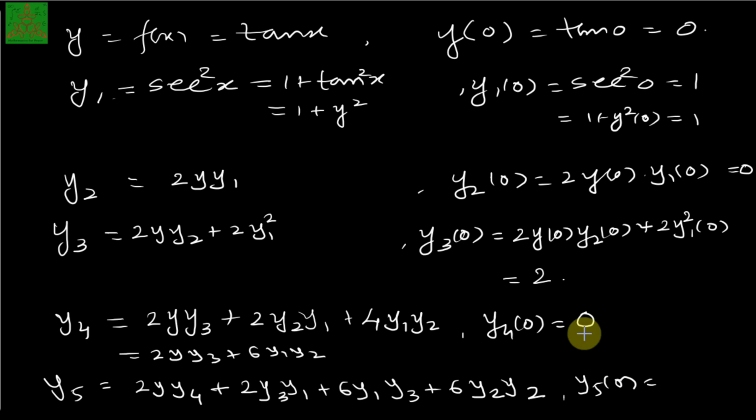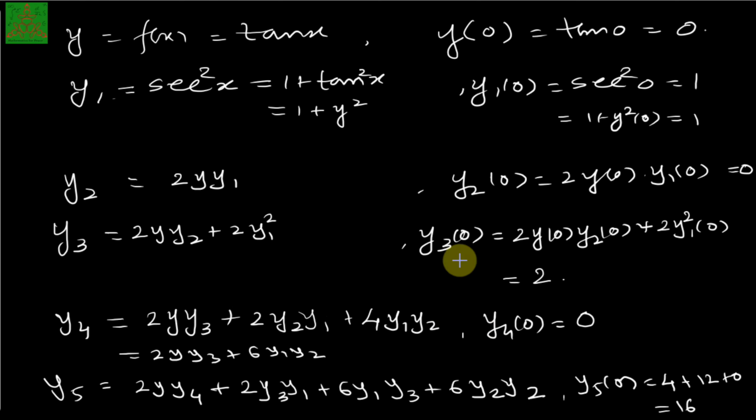y4 at 0 we have 0, so this value is 0. y3 at 0 is 2, y1 at 0 is 1, so that's why this will give me 4. y1 at 0 is 1 and y3 at 0 is 2, so that will give me 6 times 2, which is 12, and y4 at 0 is 0, so that will give me 16. And in that manner you can calculate y6 and so on.